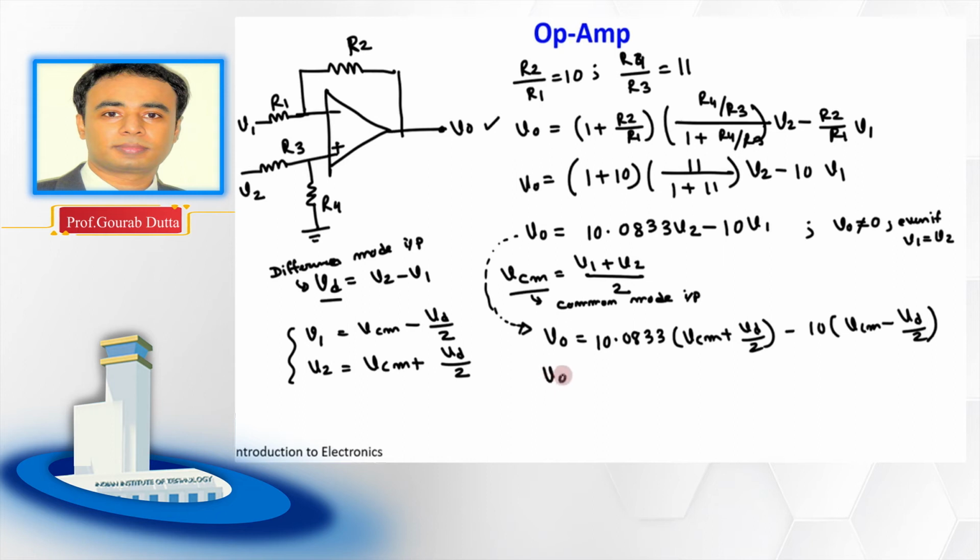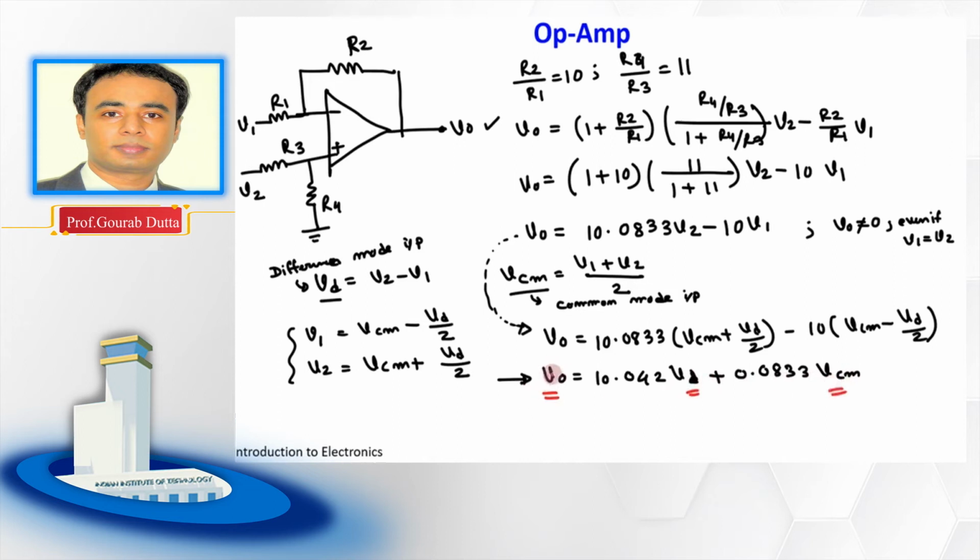Okay. Now if we simplify a bit so that all VCM and Vd come together, then it should come like this: 4.2 of Vd plus 0.0833 of VCM, right? If you now see this equation carefully, you will notice that this equation relates this output voltage with this difference mode input and this common mode input, right?